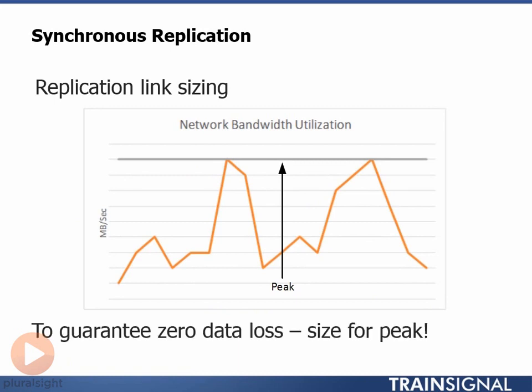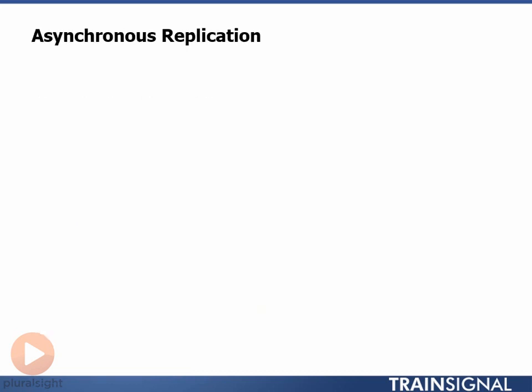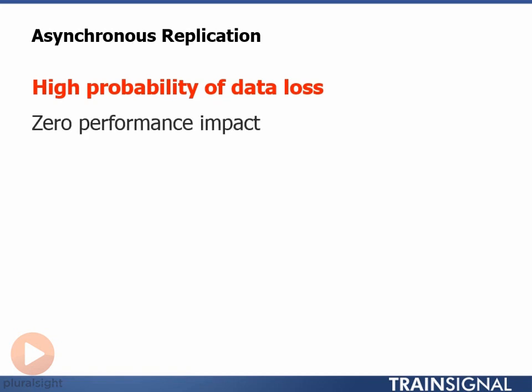Now, let's look at asynchronous replication. The first thing to note about async replication is that there's a good chance it'll lose data for you. But to sweeten that devastating blow, it has zero performance impact. So with sync replication we get zero data loss but a performance hit, whereas with async replication we get potential data loss but zero performance hit. Sadly, you can't have your cake and eat it.